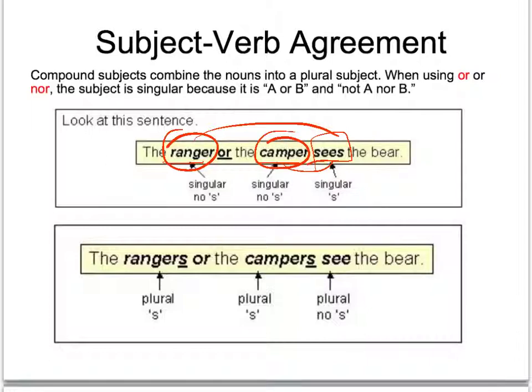The same thing goes if those subjects are plural. The rangers or the campers. It doesn't matter which one is chosen. The rangers see, the campers see. Both of these match the verb.